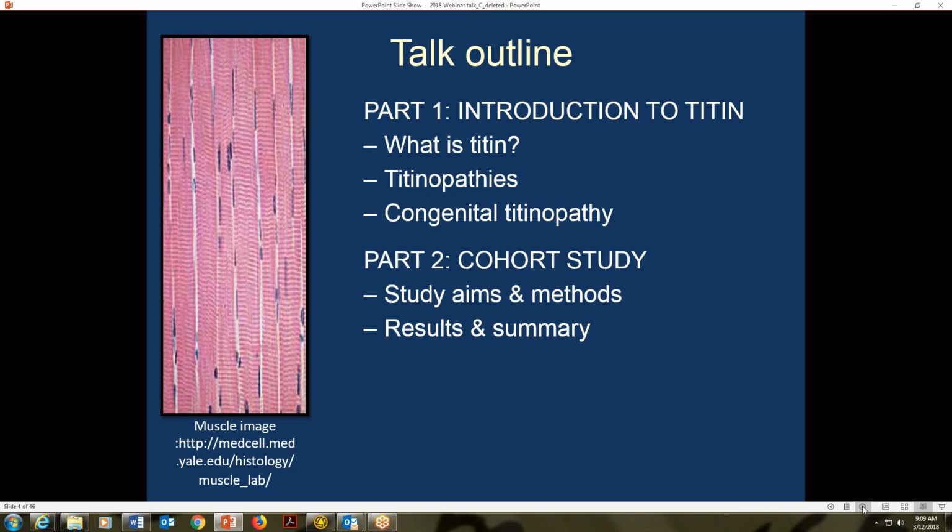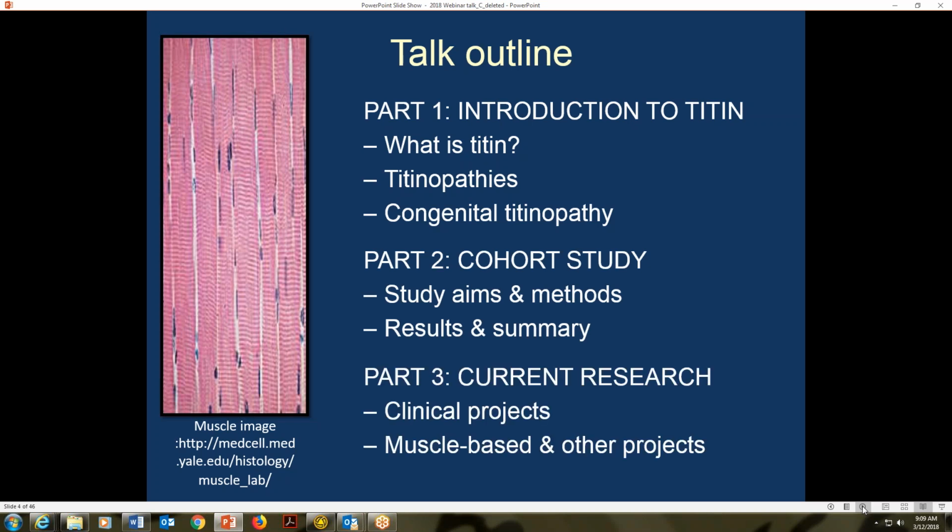And then I'll talk you through the results of our cohort study. Many of you I know have already read it, so this is really just a summary of that. And then what I really wanted to do also was introduce you to what's going on in terms of research at the moment, particularly the research that I'm involved with, which I think is really exciting, and that I think you can probably contribute to as well.